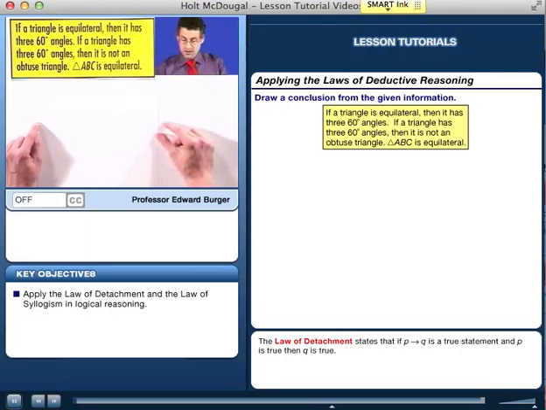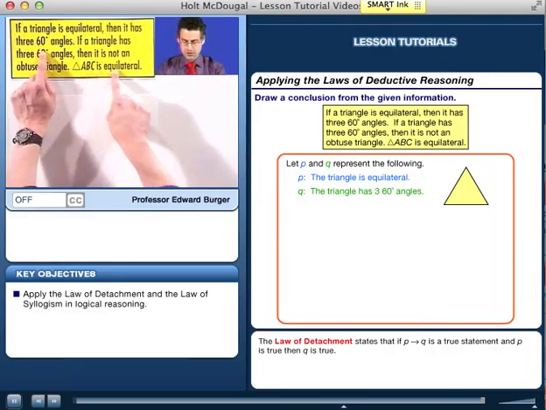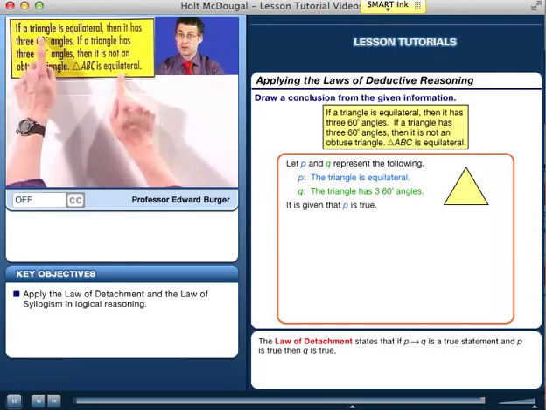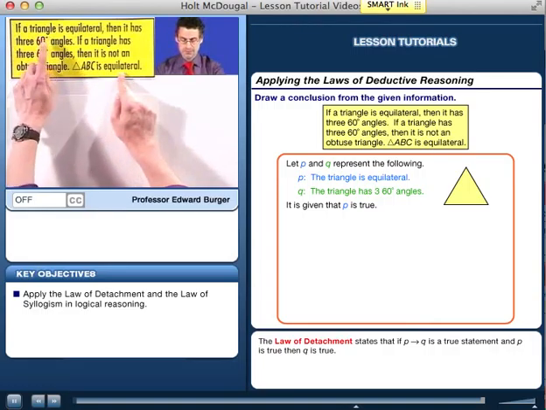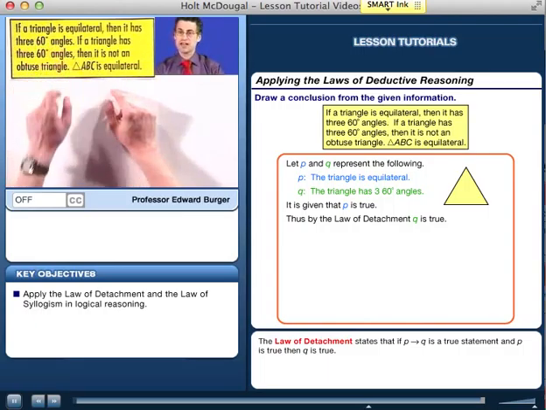Well, here again, we can actually use the law of detachment. We have if P, then Q, and we're told that P actually is true. The triangle is equilateral. Therefore, we can conclude by the law of detachment that Q is true. And so therefore, we see that triangle ABC has three 60-degree angles.